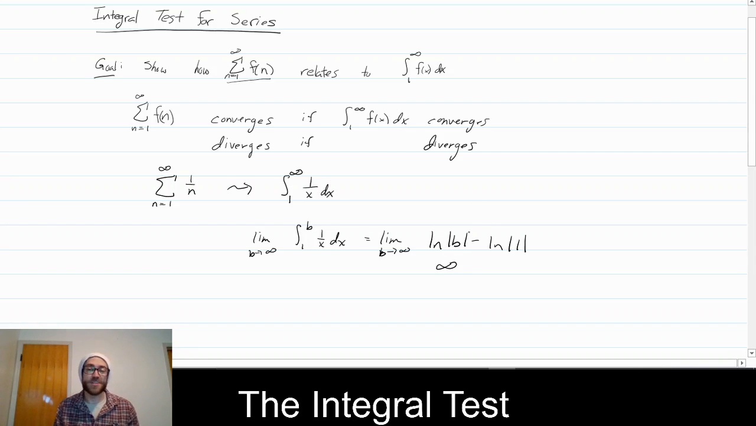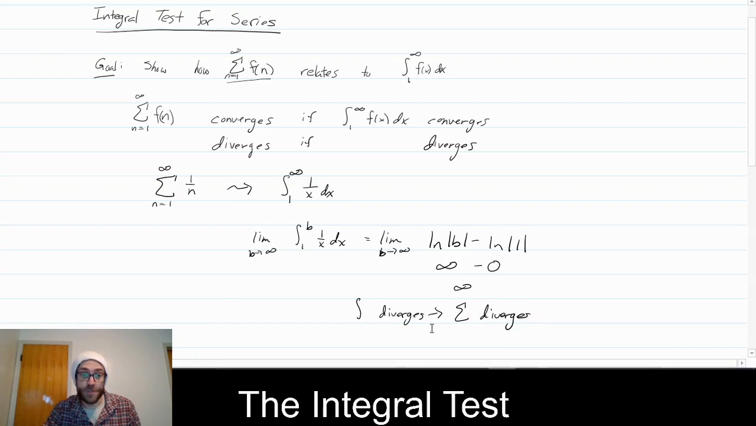And we just have to check to make sure that the natural log of 1 isn't negative infinity. Otherwise, we'll have to use some L'Hopital's rule or something like that. But the natural log of 1 is just 0. So it's infinity minus 0, or just infinity. So we know that the integral diverges. So since the integral diverges, we can say that the sum diverges. Okay. So now let's see why.